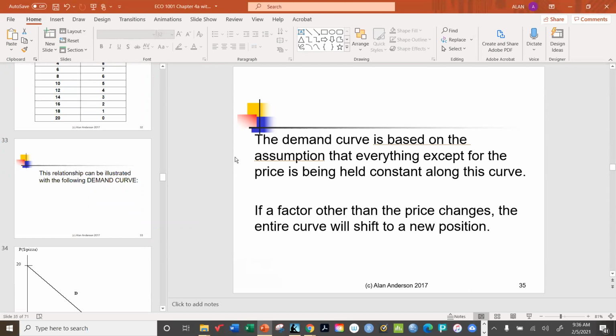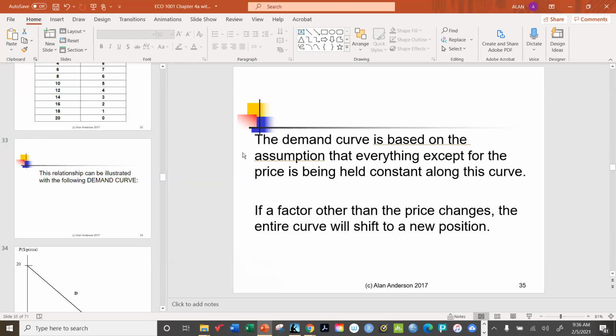Now we're going to switch over to the perspective of the producers of this product, in this case the pizzerias. Their job is to maximize their profits. They're trying to make a living from this, so they have to give you a product that you want, but they have to do it in such a way that they can earn a profit.